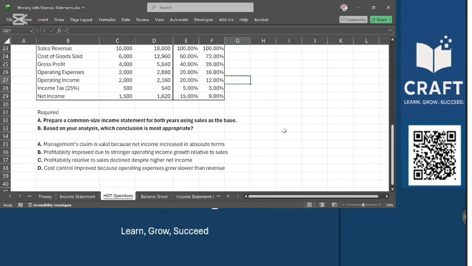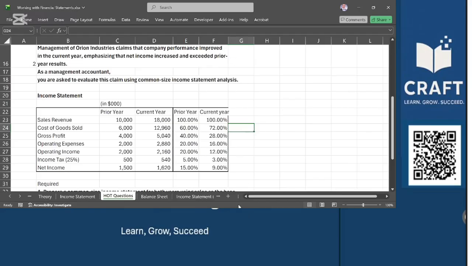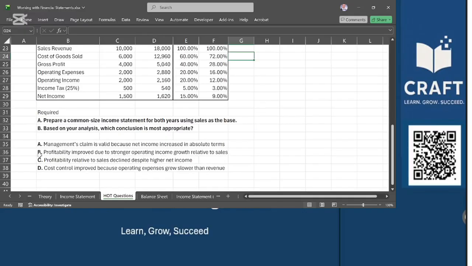So which of the following claims is most appropriate? You can see that option C, profitability relative to sales declined despite higher net income. So the management claim that the company's performance has improved just by looking at the absolute numbers, the increase in dollar amount, is not an indicator of operating efficiency, because in percentage terms, net income as a percentage of sales has decreased from 15 percent to 9 percent. That means operating inefficiency in the profitability. You can see option number C is the right answer for that one.